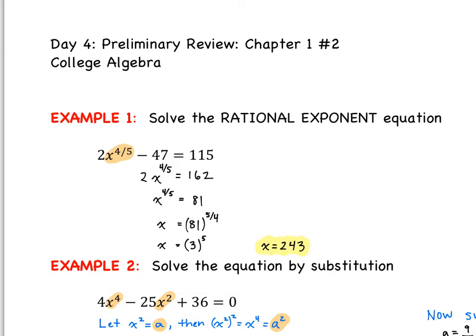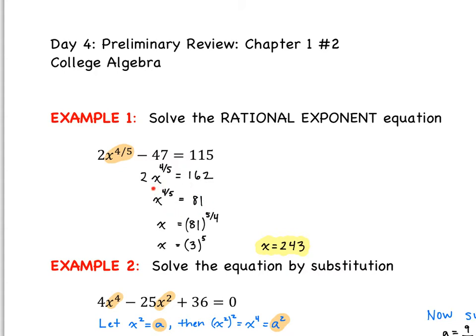So the first thing we look at here is we see, okay, we've got this rational exponent, a fraction. So in order to solve this, we need to isolate this portion. I don't see a variable anywhere else, so it's like that square root method. So we're going to isolate this guy. Add 47, divide by 2.